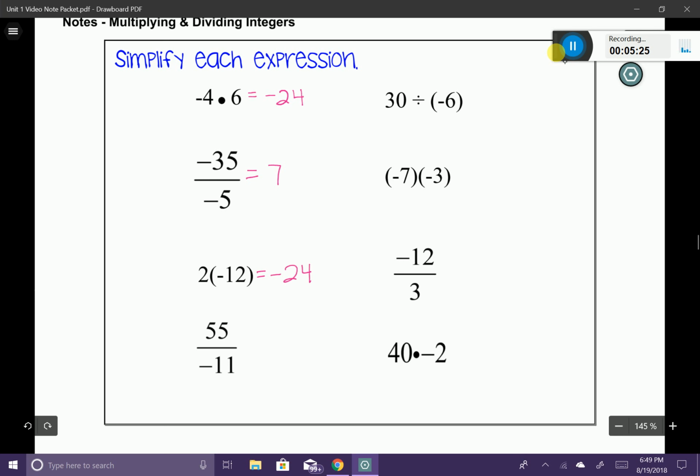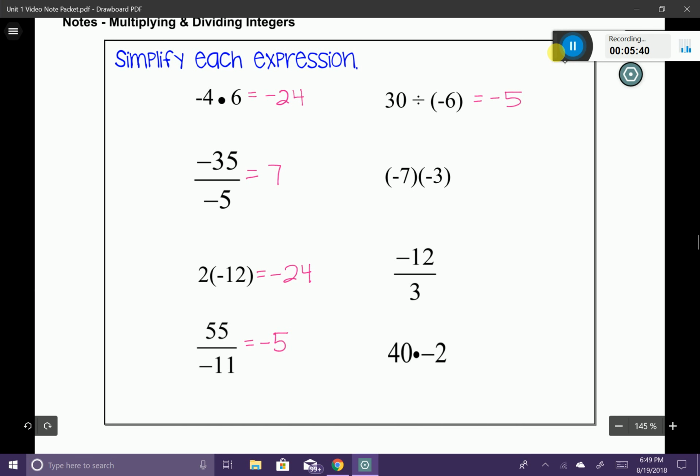55 divided by negative 11. I have two opposite signs. That's going to leave me with negative 5. 30 divided by negative 6. I have a positive divided by negative. That's going to leave me with negative 5.